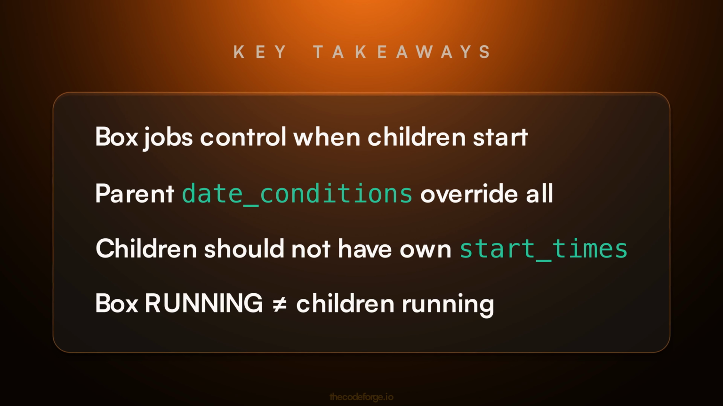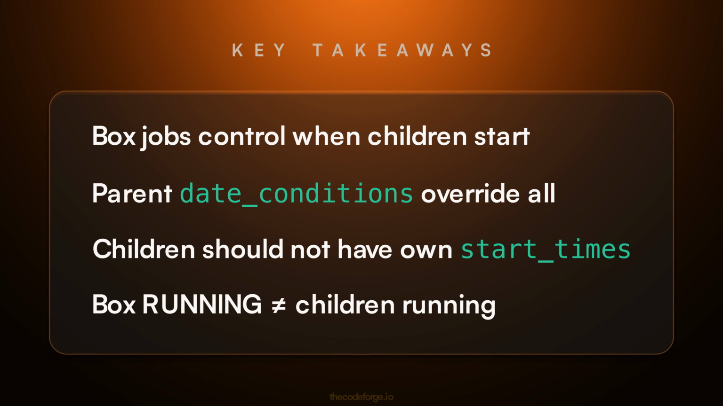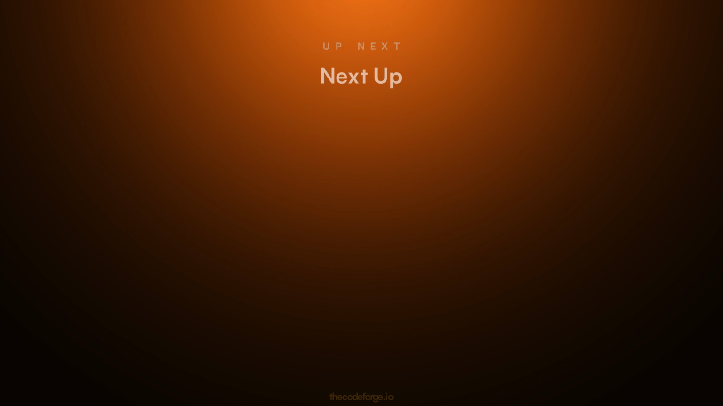To recap, box jobs are containers that control child job timing. Parent date conditions override all children. Children inside a box should generally not have their own start times. And a running box does not mean children are running. Always check children's conditions. Ready to go deeper?